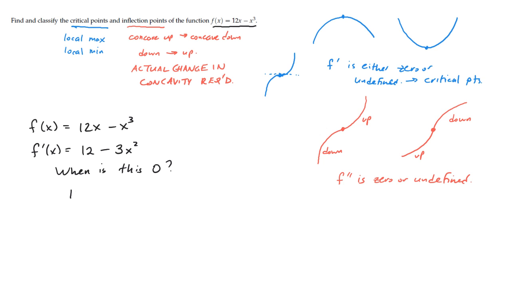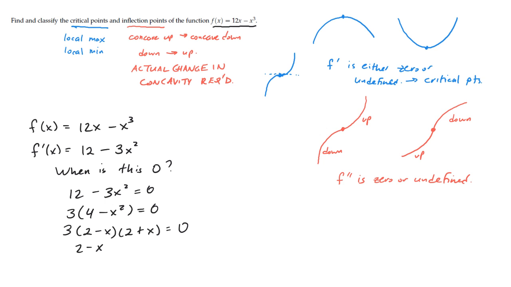So let's see. We have 12 minus 3x squared equals 0. That factors into 3 times 4 minus x squared equals 0. And then I can factor that and get 3 times 2 minus x times 2 plus x equals 0. And then that leaves as possibilities that 2 minus x equals 0 or 2 plus x equals 0. The first one occurs when x is equal to 2. The second one when x is equal to negative 2. So these are my two critical points. I will have a 0 in f prime when x is equal to 2, and when x is equal to negative 2. So those are my critical points.